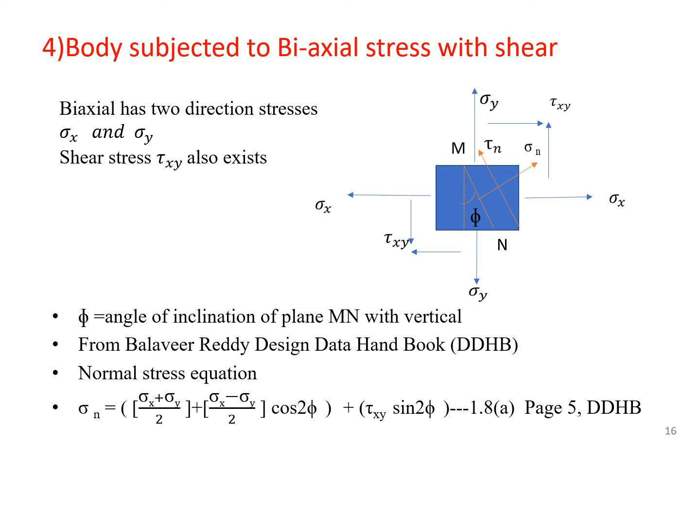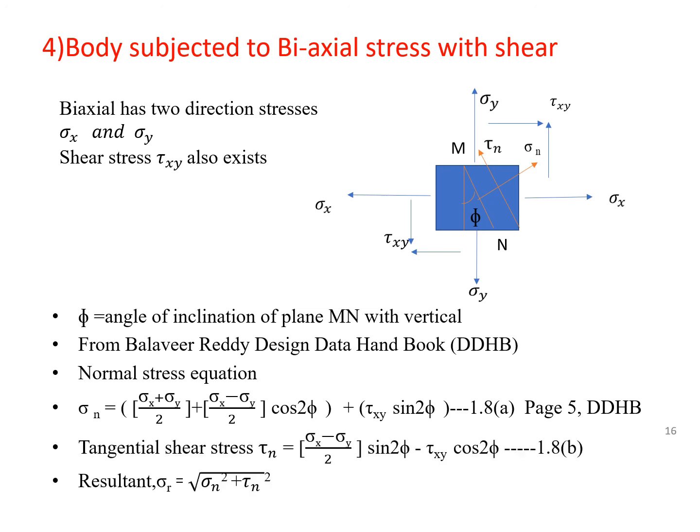The normal stress equation sigma n is given by sigma x plus sigma y by 2 plus sigma x minus sigma y by 2 cos 2 phi plus tau xy sin 2 phi, in equation 1.8a, page number 5 in the design data handbook. Similarly, for the tangential shear stress, tau n is sigma x minus sigma y by 2 sin 2 phi minus tau xy cos 2 phi, which is given by equation 1.8b in the design data handbook. And the resultant sigma r is equal to root of sigma n square plus tau n square.